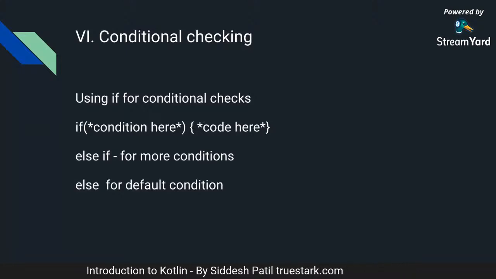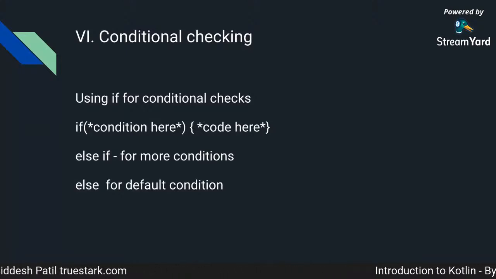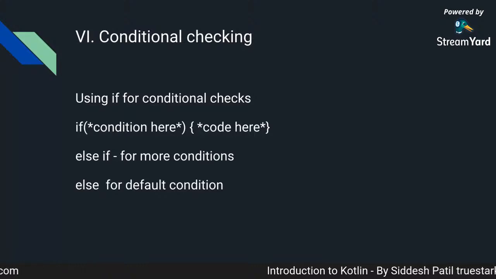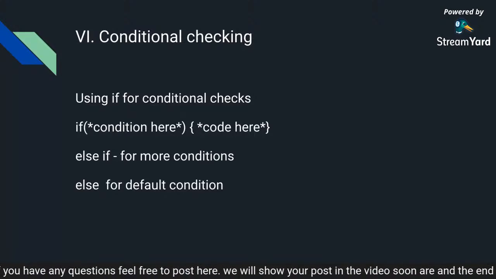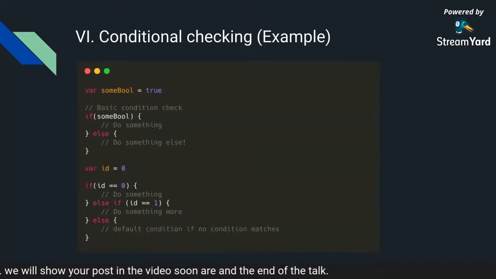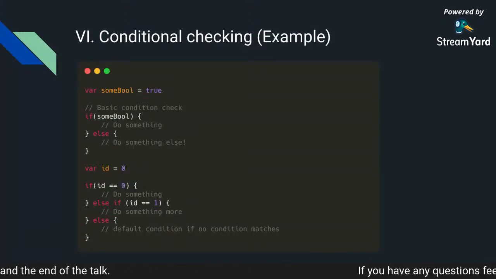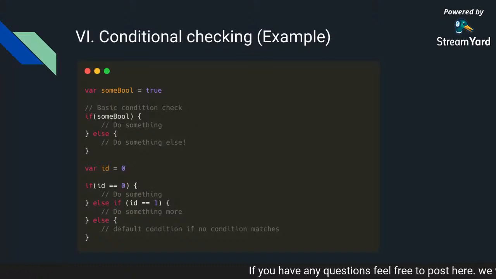And we can use else if for more conditions to extend the blocks and check multiple conditions in the same if else statement. And we can have a default else condition as well if none of the conditions match. So as a quick example of this, I've defined a boolean here. It's checking if the boolean is true. If not, it's going to the else block.